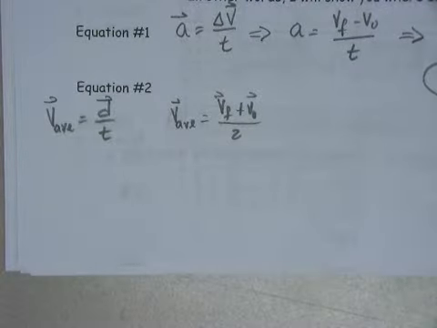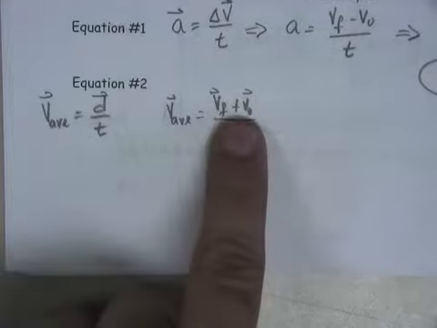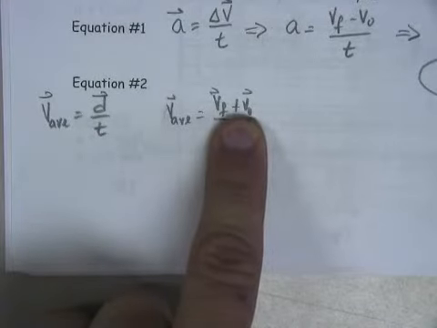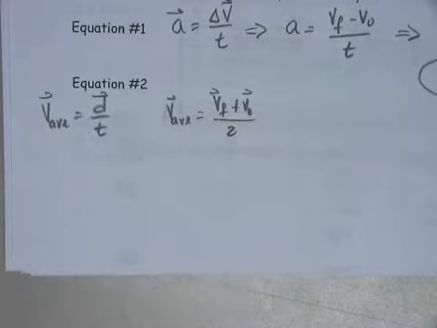Average velocity can be calculated in just the way you would figure out a normal average. So if you took 2 tests and you want to figure out their average, you'd add both of those tests and divide by 2. If you had 3 tests, you'd add all 3 tests and divide by 3. Well, that's what we're doing here. We're just taking the 2 speeds that we have, the beginning and the end, and we just add them up and then divide by 2.